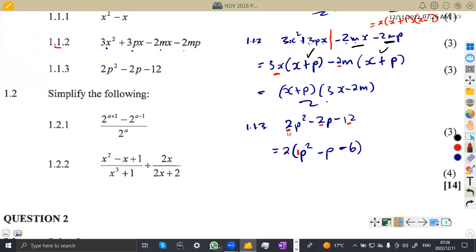Take note, this is factorization. You do not divide by 2. If it was an equation you want to solve, that's where you can divide by 2. But if you are dealing with factorization, you factor out the term.